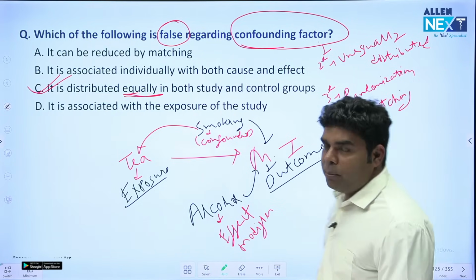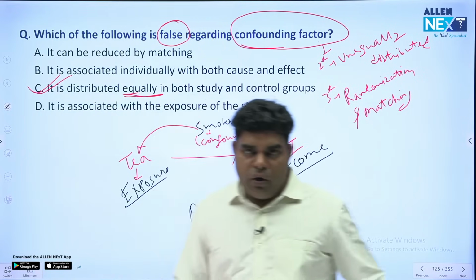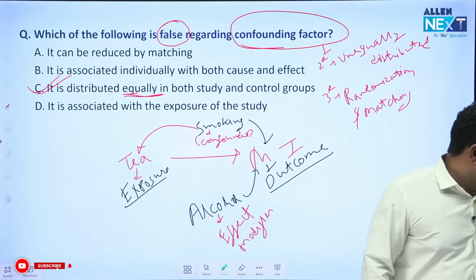Okay, these are the two ways to remove confounder. Matching is the way to reduce it. Best way is randomization. Okay, next question.